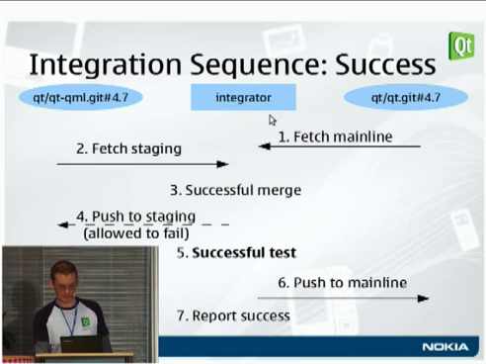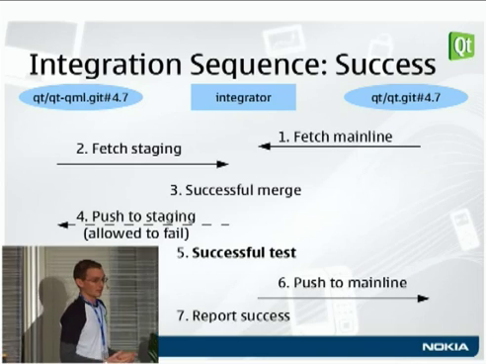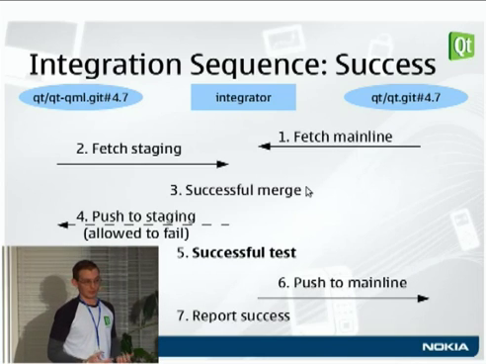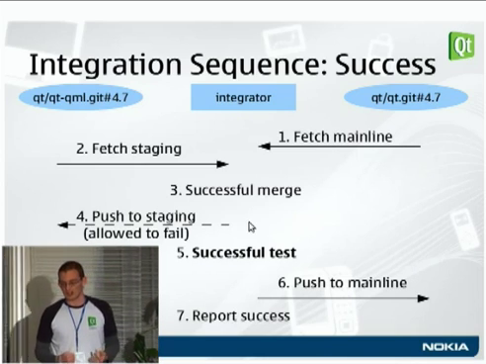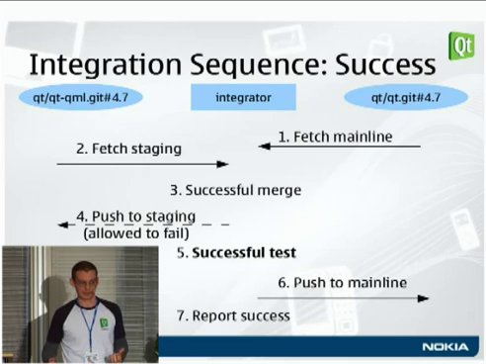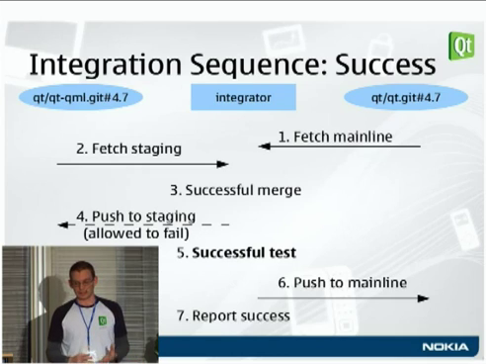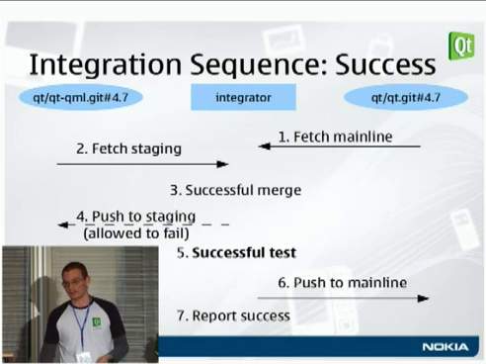Now, one thing that requires a little explanation here is this step 4, pushing back to the staging branch. So we want to ensure that developers are always working on top of a recent version of Qt, right? So what we do to enforce that is we always push latest Qt mainline, so Qt 4.7, for example, back into each of the staging branches. So that ensures that a developer is always working on top of a recent Qt 4.7 instead of, a month old.